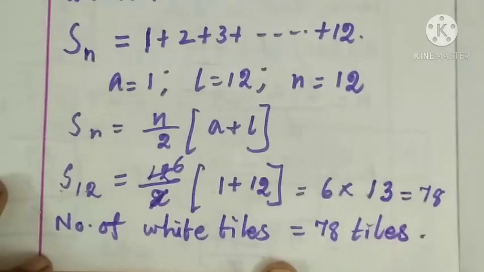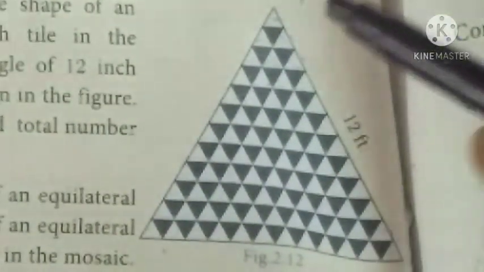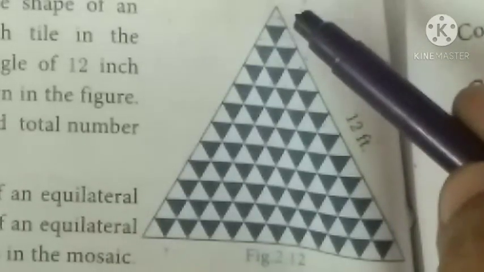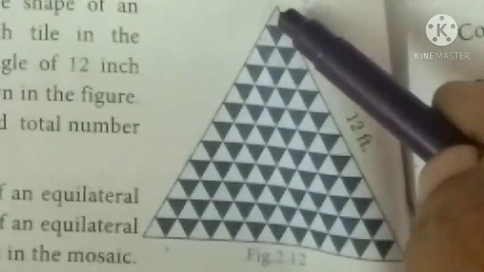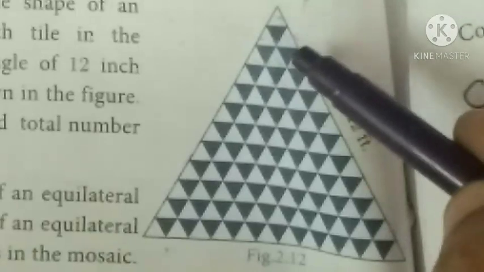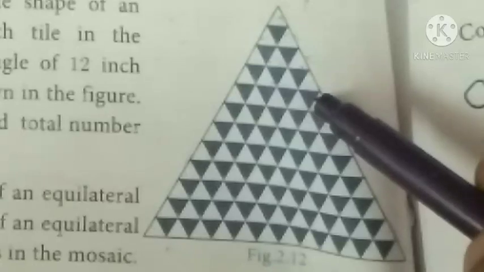Next we have to find number of blue tiles. Now again you observe the given figure. Here we have to find the number of blue tiles. See, this is the first row. In the first row no blue tiles. So number of blue tiles starts from 0. The second row there will be only one blue tile. Third row 2 blue tiles. Then fourth row 3 blue tiles. Fifth row 4 blue tiles up to 12 rows. In the 12th row there will be 11 blue tiles.